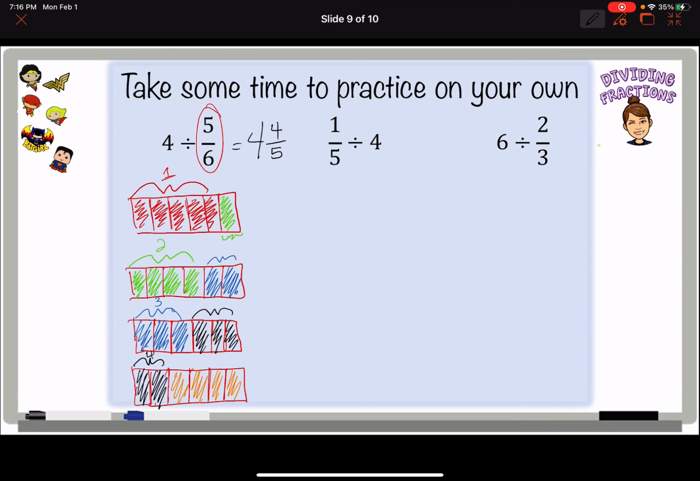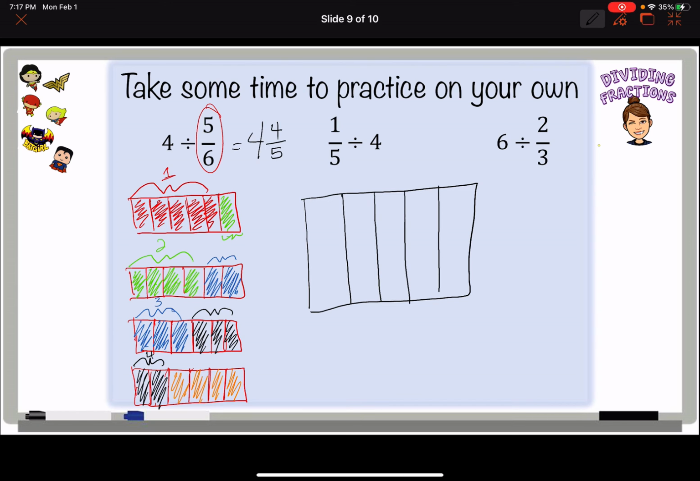All right, let's take a look at the next one. This one might look a little different. So here I can draw it. And I only want to look at 1/5. So I have to look at the whole thing, but I'm still going to cut it into fifths. So 2, 3, 4, 5.